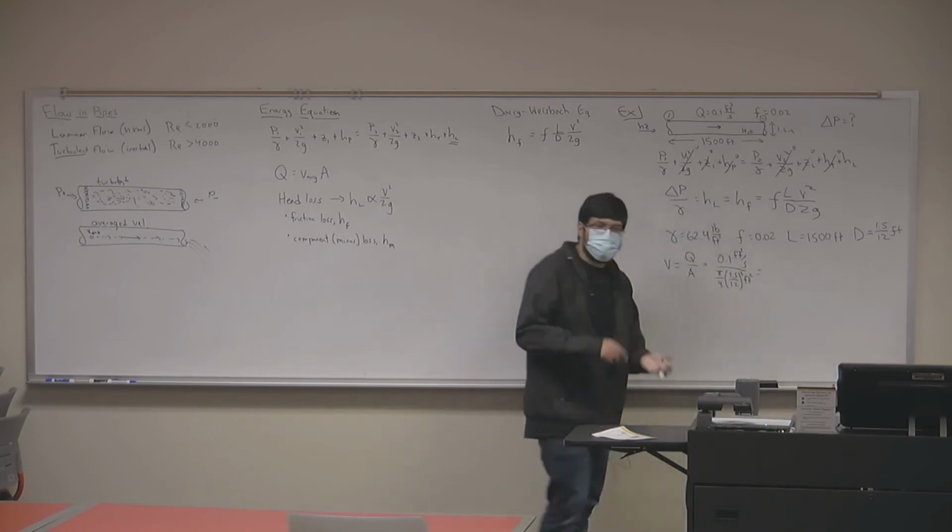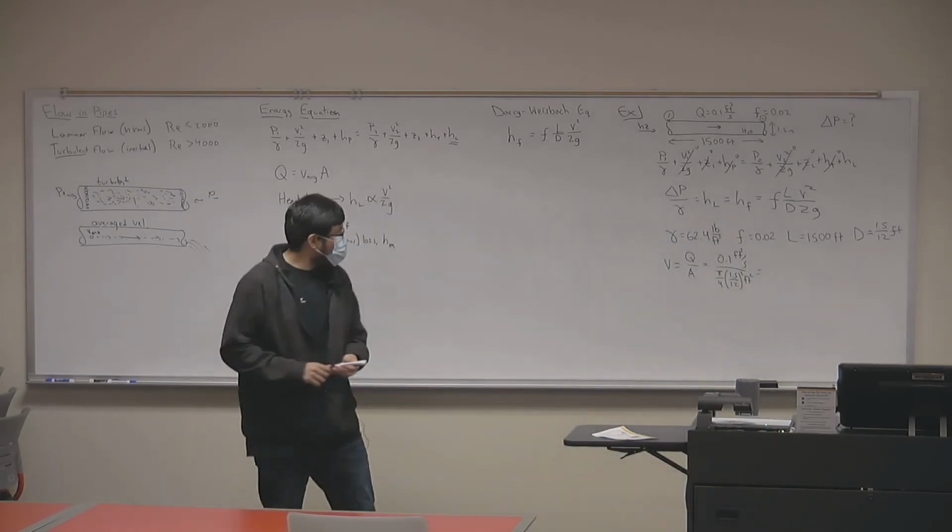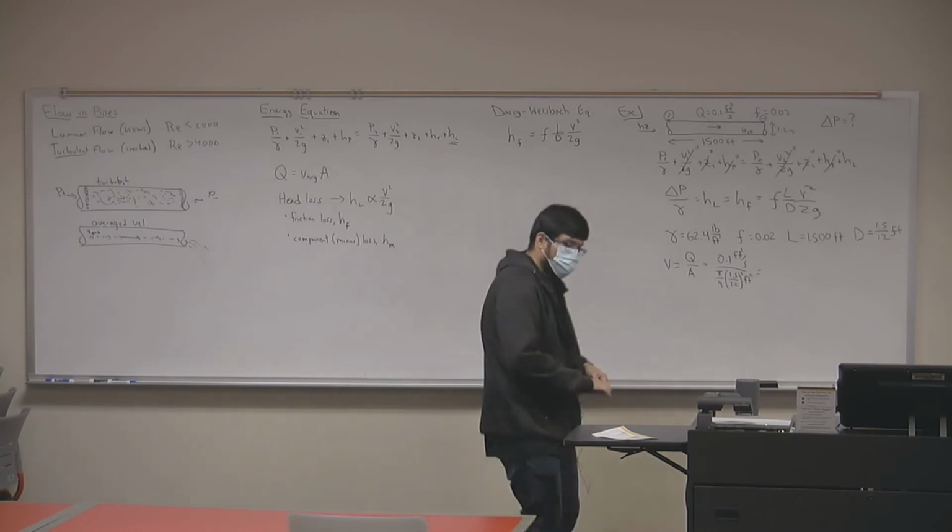All right, let's start punching numbers into our calculator. 0.1 over pi over 4. Sorry?